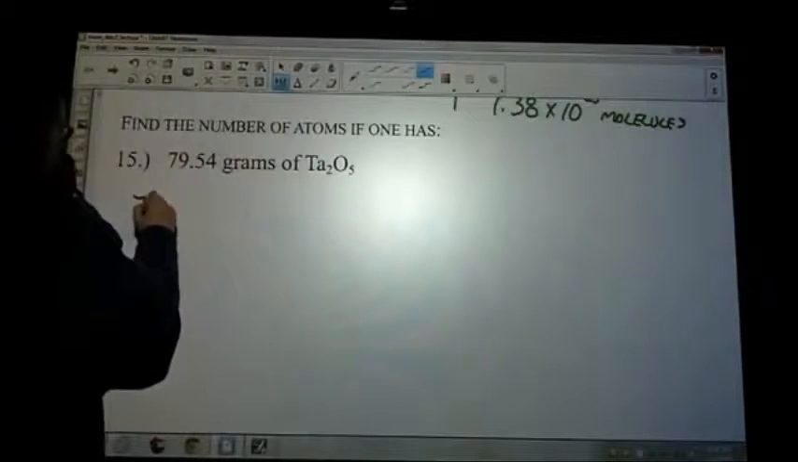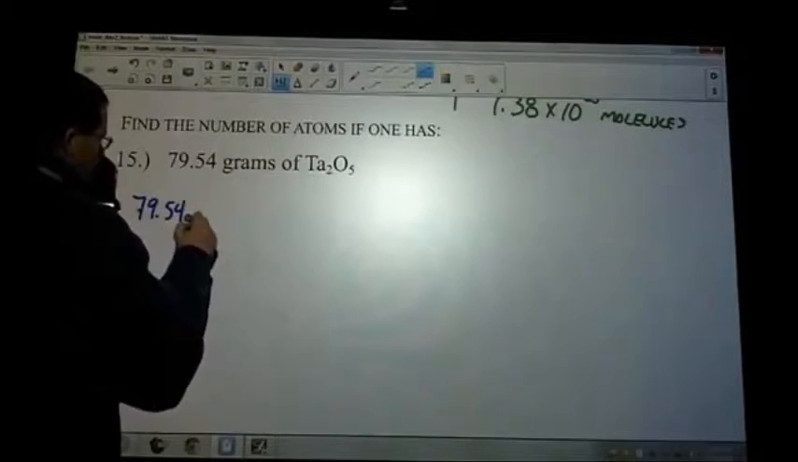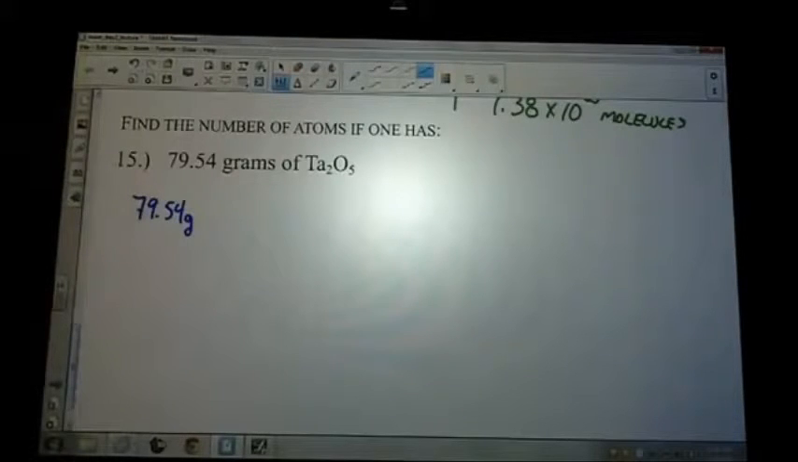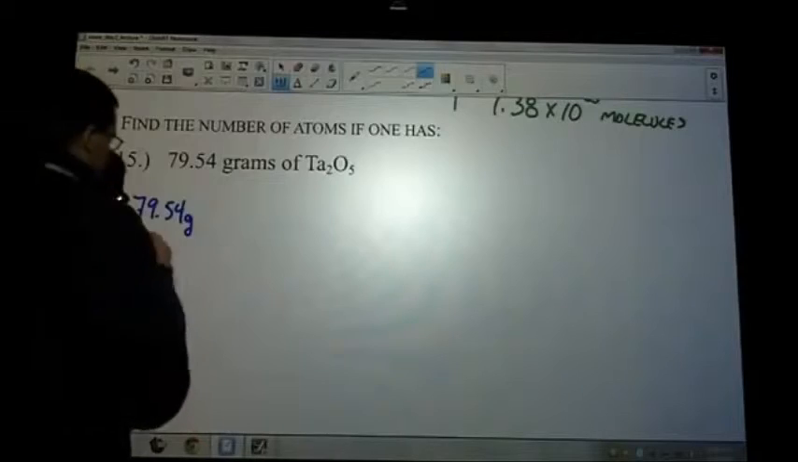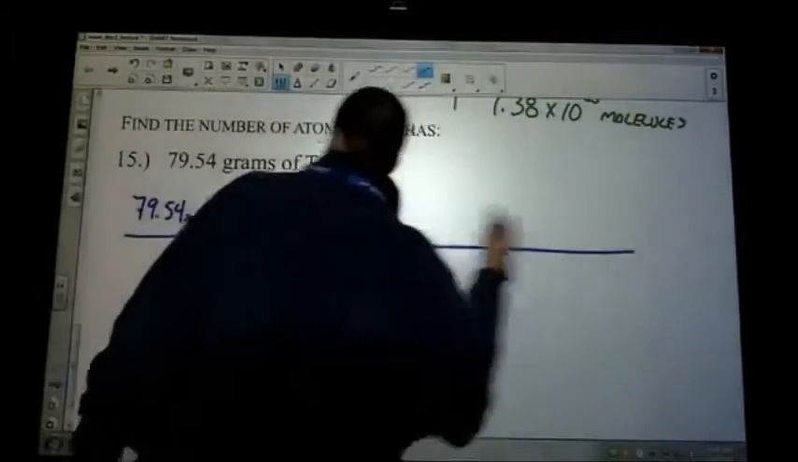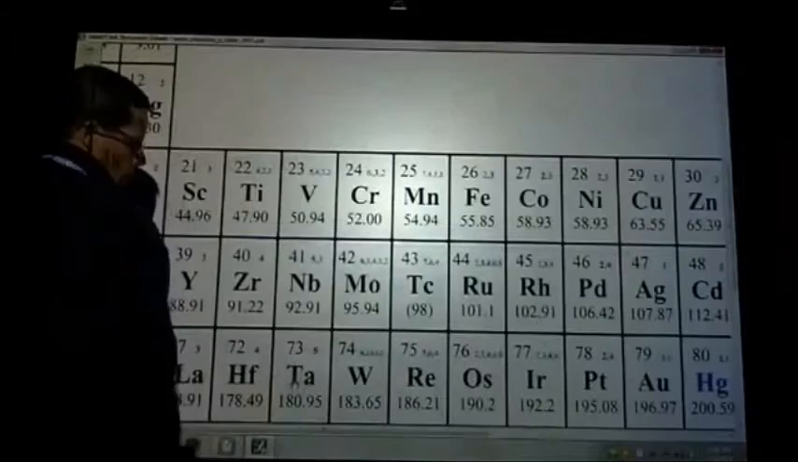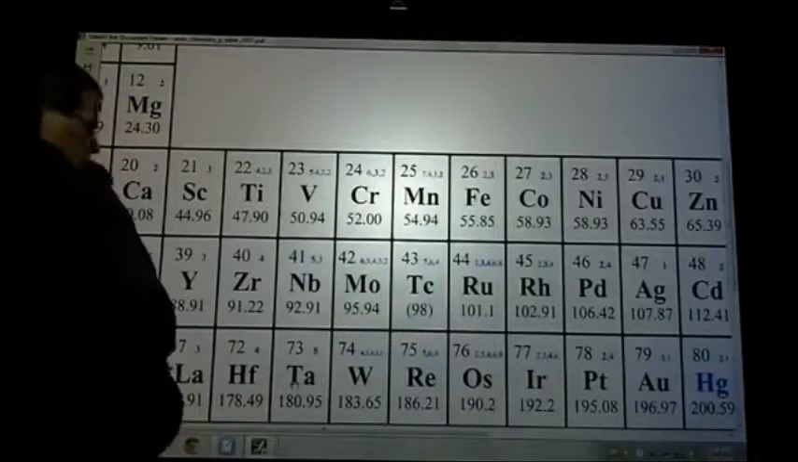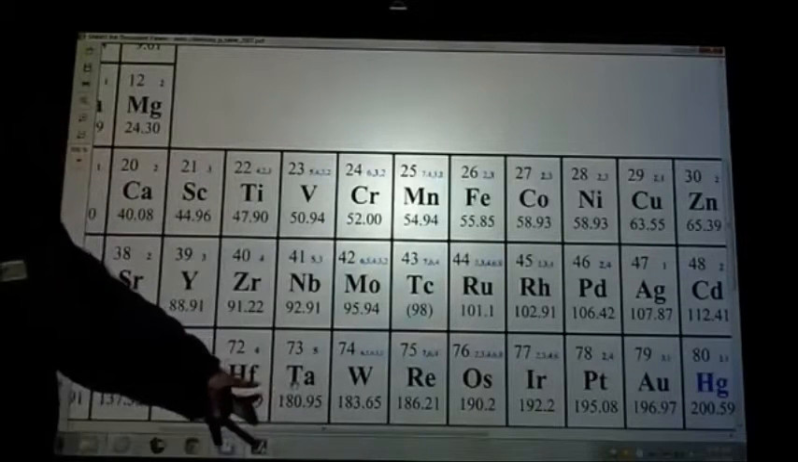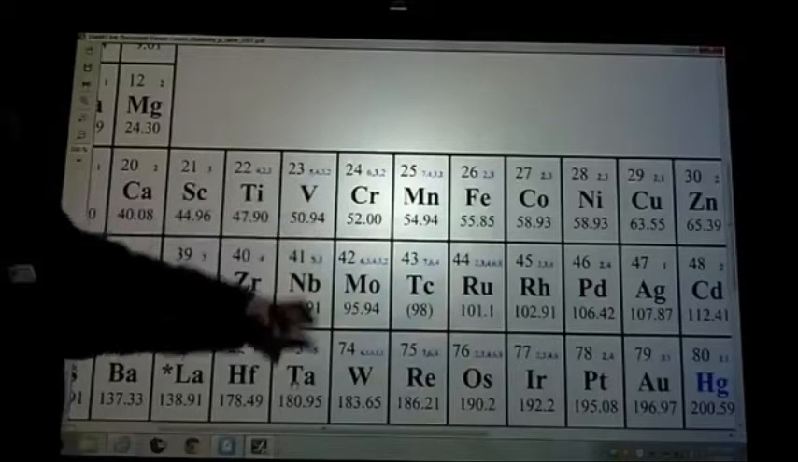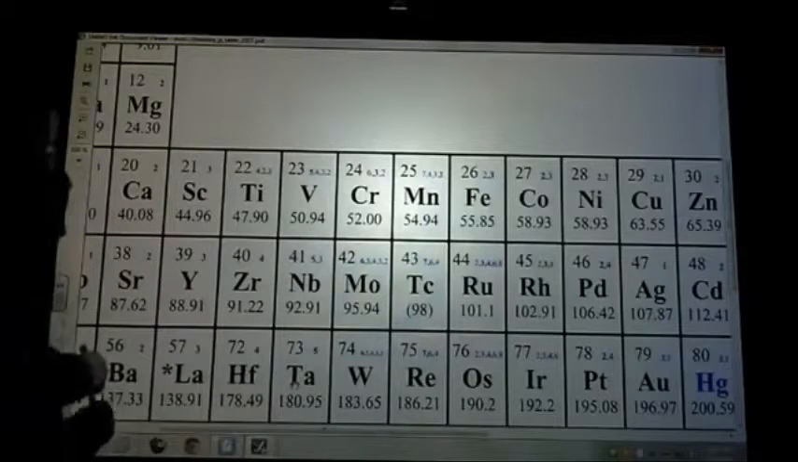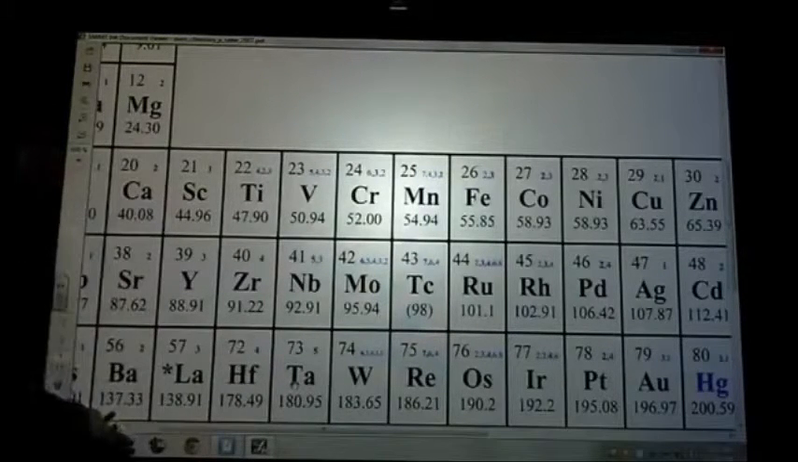So 79.54 grams. Actually, try this on your own. Try this one on your own. Don't peek up here. Okay, see how you guys are doing here. And Ta is right next to tungsten, below vanadium. Not one of your 52s, so don't freak out about that.